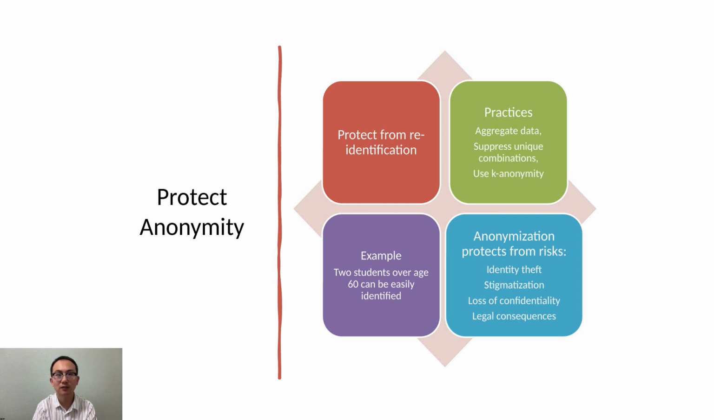Use k-anonymity to ensure each record is indistinguishable from at least k-1 others on key attributes. For example, if your dataset has only 2 students over age 60 in one major, their identity could be guessed, even without names. This protects against identity theft, stigma, and even legal issues. Just remember, anonymizing data is more than just removing names.